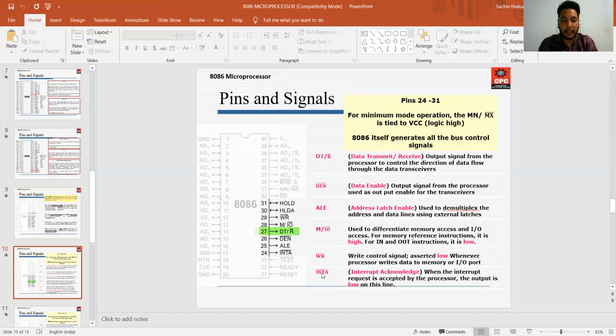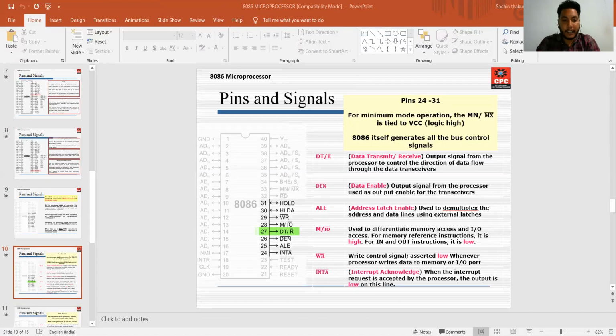Now the next signal is your NMI. NMI means non-maskable interrupt. The non-maskable interrupt input is similar to INTR, except the NMI interrupt does not check whether the interrupt enable flag is at logic 1. That is, NMI is not maskable internally by software. If NMI is activated, the interrupt input uses interrupt vector 2.